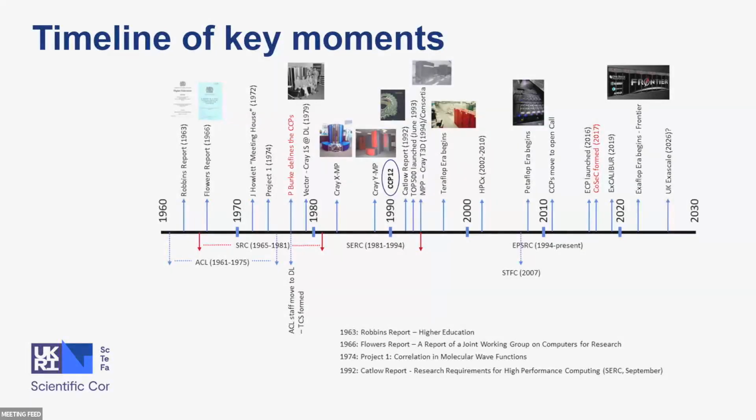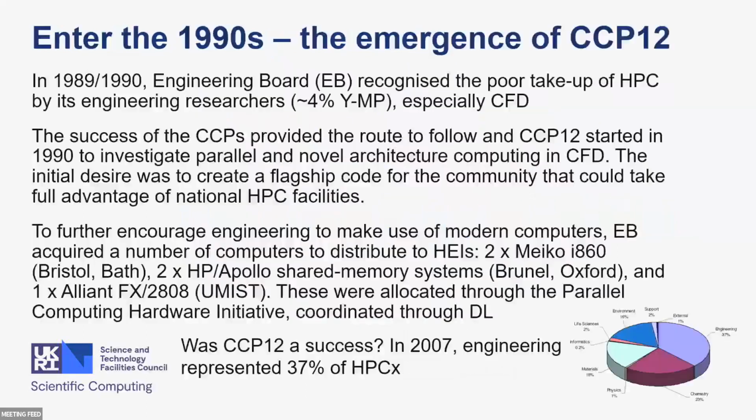So my work starts around about CCP 12, which is in 1990. And it was a recognition by the engineering board that there was a poor take-up of HPC for the engineering researchers. On the YMP, it was about 4% that was related to engineering. And the success of the CCPs was shown as the route to follow. So CCP 12 started, and we were going to investigate parallel and novel architecture computing.